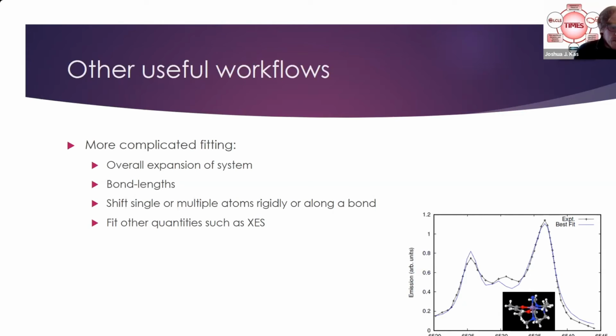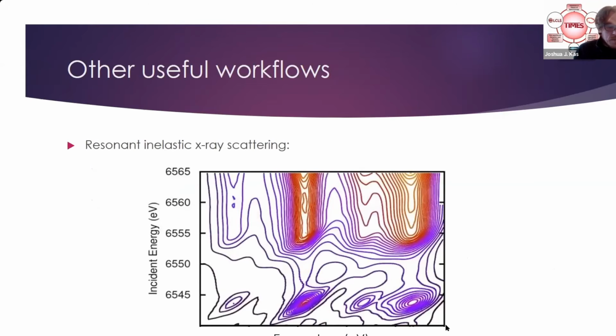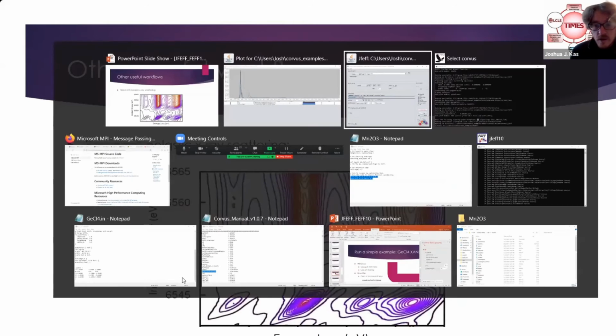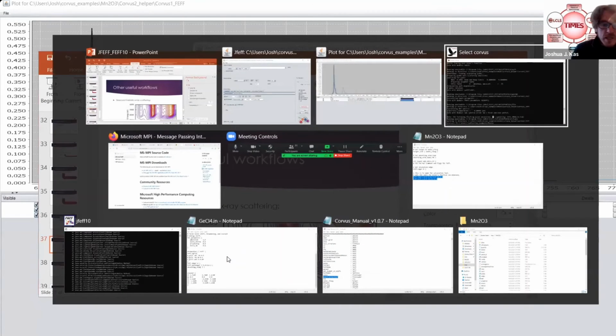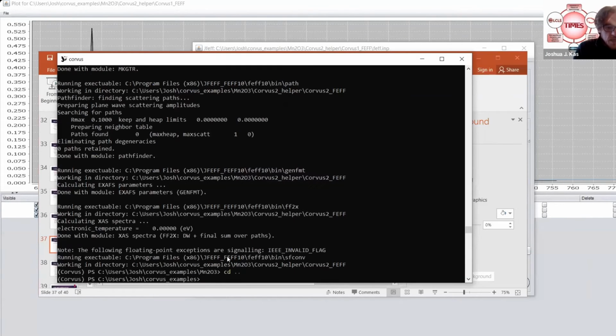But right now, we can do things like overall expansion of the system, bond length changes, shifts in single or multiple atoms rigidly, which could be important for fitting things like molecules. And then you can fit other quantities like XES, as you can see over here. You can also calculate resonant inelastic X-ray scattering. There is an example for that here, which I'm not going to run because it takes a while, but you can run it at your own time. That's not a huge amount of time, but it takes more time than I want to spend in this.